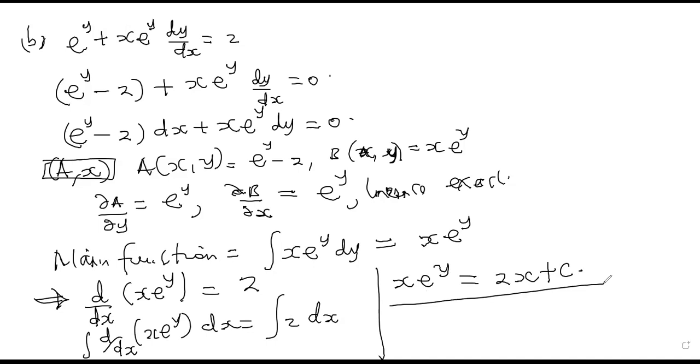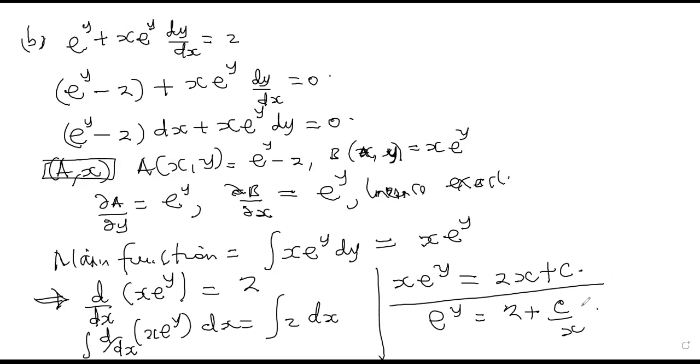One can stop it there, or one can say e^y is equal to 2 plus c, divided by x, whichever. So that is it. This is how we solve the exact equations.